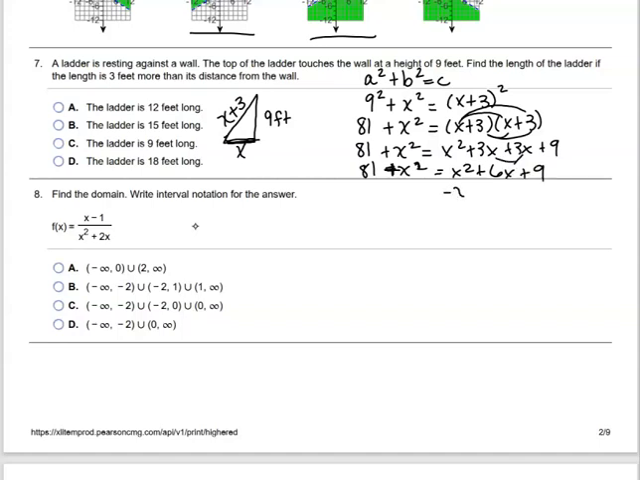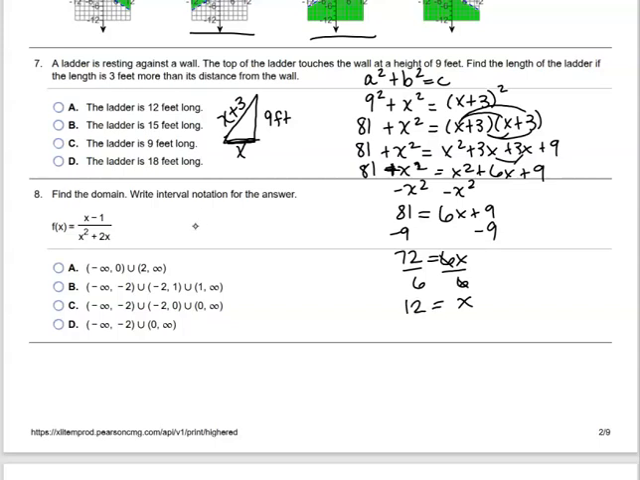I'm going to subtract x squared from both sides of our equal sign, so 81 is equal to 6x plus 9, because those are going to end up going away, turning into 0. Subtract 9 from both sides, so 72 is equal to 6x. Divide by 6, and x ends up being 12.